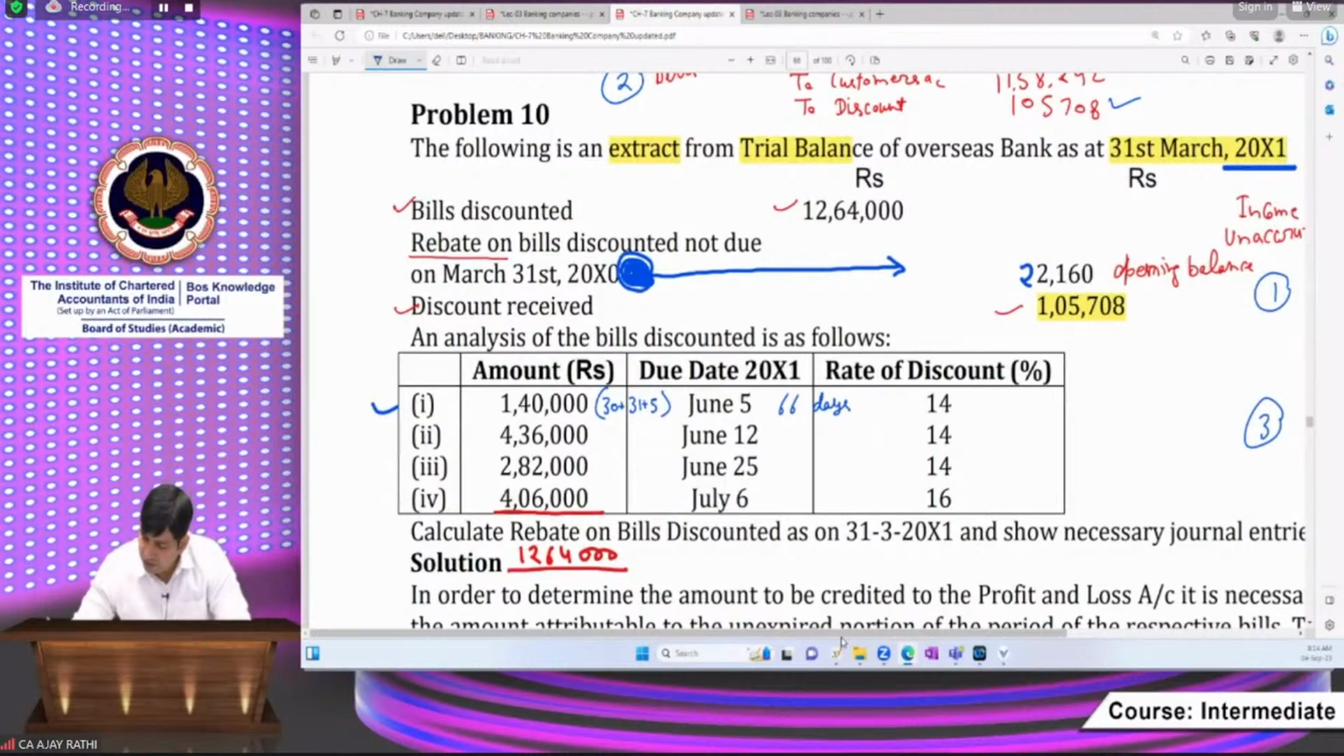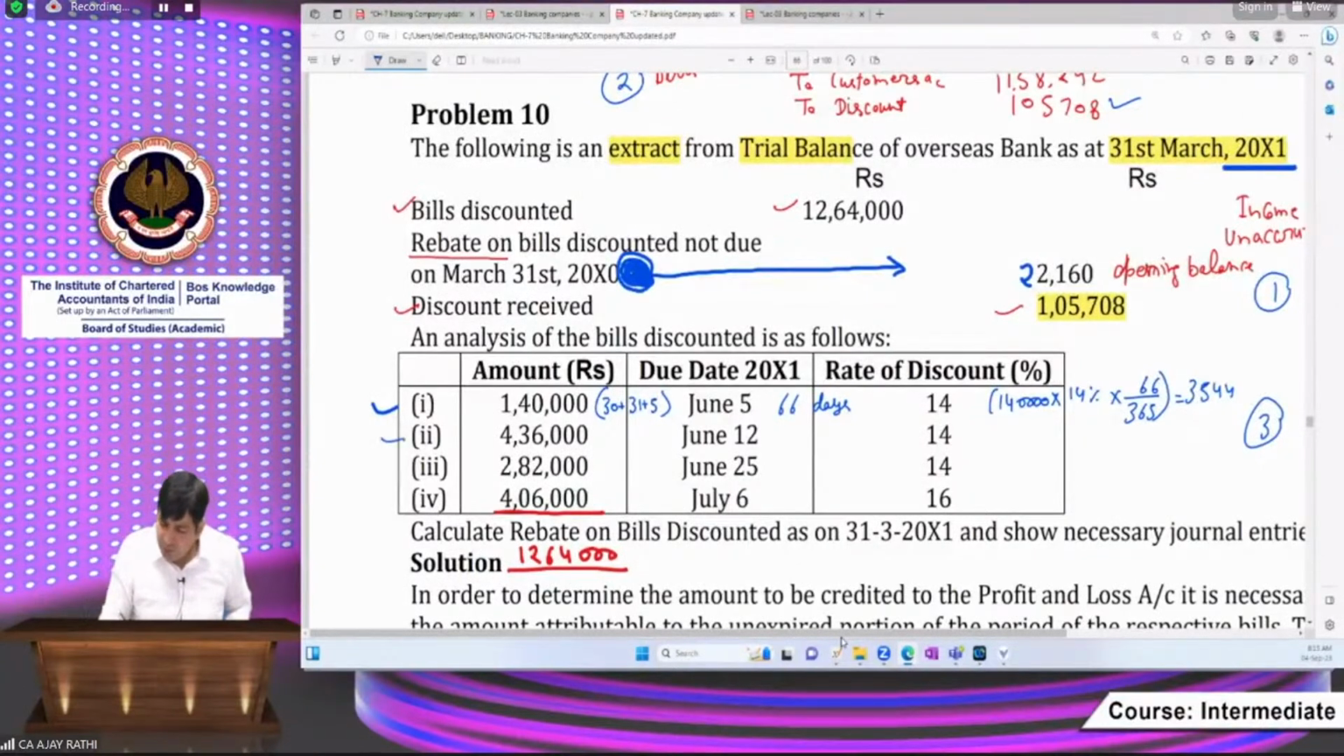It means 1,40,000 multiplied by 14%. The question has already given us the rate of interest, that is the discount rate. 14% multiplied by 66 divided by 365. So what will be the amount for the first bill? Yes, sir. 1,40,000 multiplied by 14% multiplied by 66 divided by 365. So easy it is. So can we say 3,544? Yes, sir. Very good, beta. Sunil, very good. Very good, Diksha. Very good, Sahu. Shabash, beta.